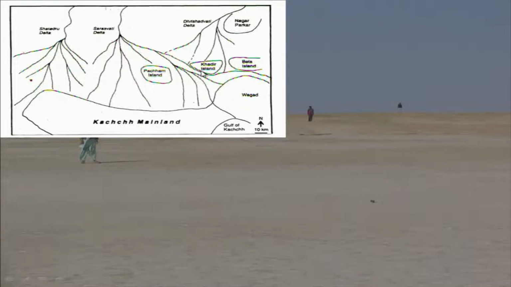had one of the channels which flowed close to Khadir Island, and this was one of the channels of the Saraswati River. So we had the Saraswati, then towards the west we have the Shatadru, and then we had the Drishadvati.